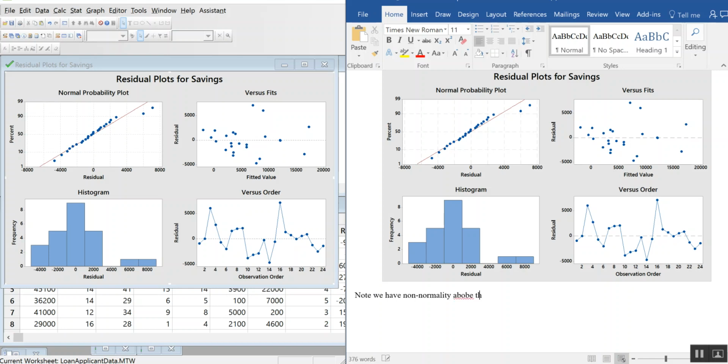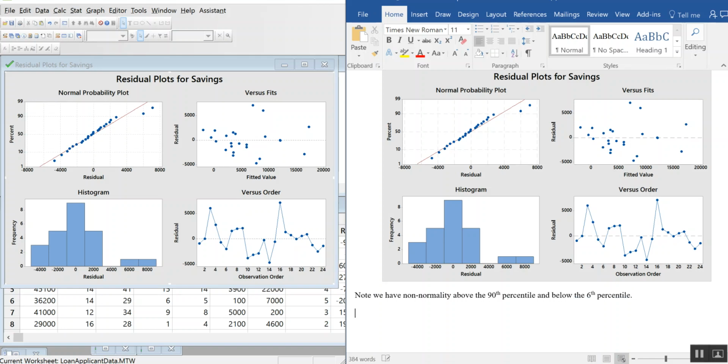Above the 90th percentile, and below about the 5th, and it's a little higher than that, I'm going to call it the 6th. So I'm getting some non-normality there. It's not enough non-normality for this to fail or for you to not have a good model.